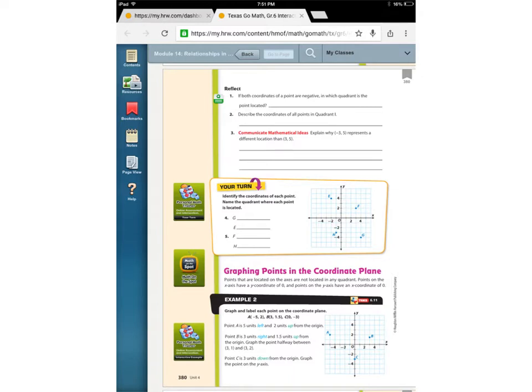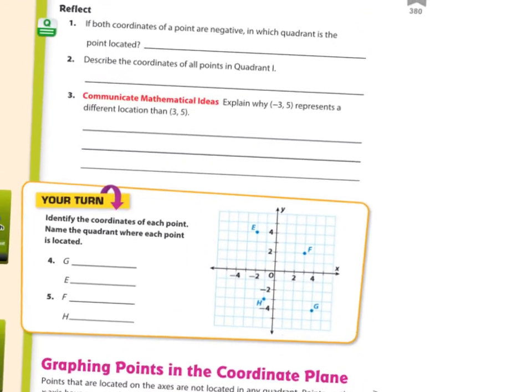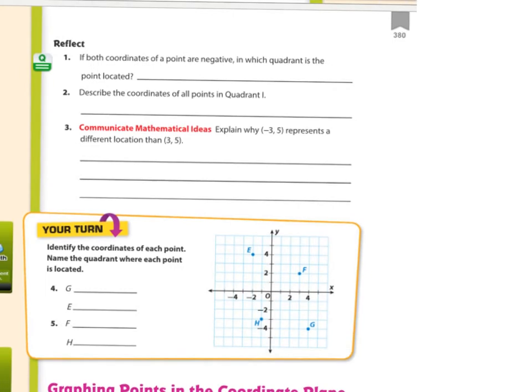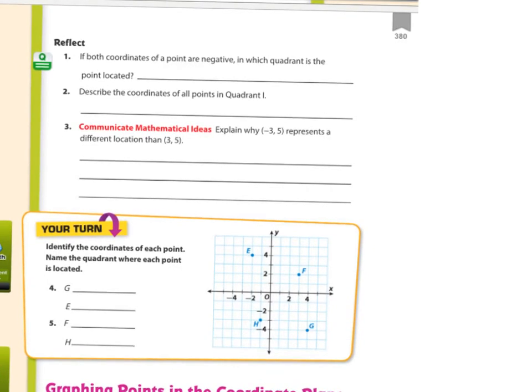Okay, so these questions, you don't need to write them down. I just want you to listen. I'm not going to have you draw a coordinate plane. It would be difficult to do. So let's look at these questions.